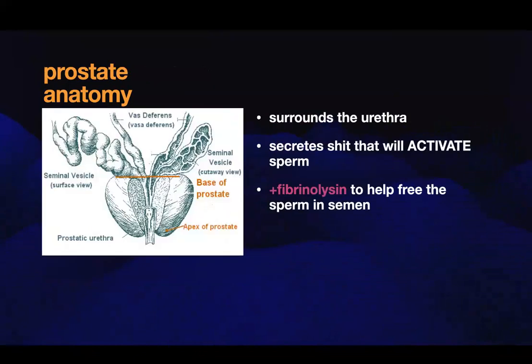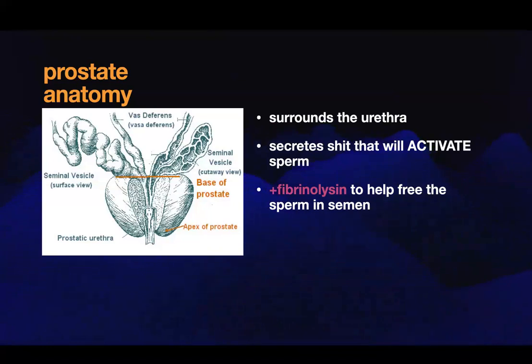And then we meet the next structure, which is the prostate. Now the prostate encircles the urethra, right? It secretes a lot of stuff that will activate sperm, like fibrinolysin, which is very important because you don't want the sperm to be coagulated forever. You just want it coagulated for a while, and then you want something to break it down to allow the sperm to swim all the way up the uterus into the fallopian tube.